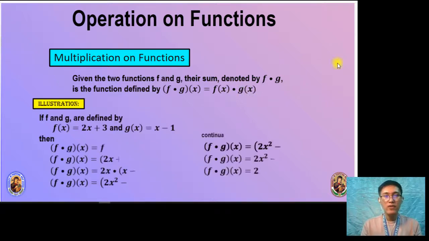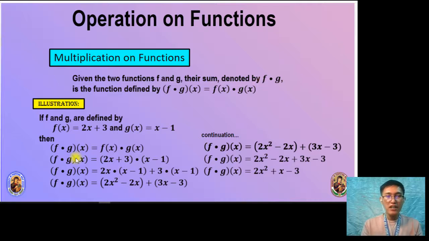Let's try to illustrate this. If f and g are defined by f of x is equal to 2x plus 3 and g of x is equal to x minus 1, we have here, of course, following the correct denotation for the multiplication on functions, f of x times g of x. So this part is not the same as addition and subtraction, because what we did in addition and subtraction, we just do the substitution.